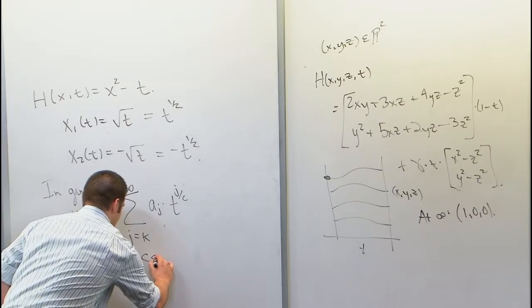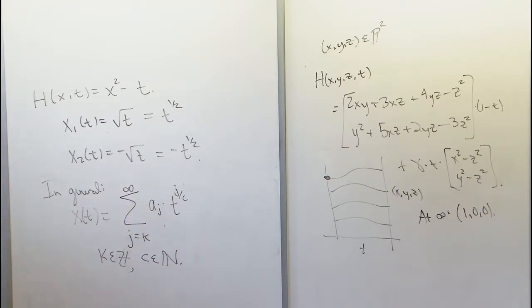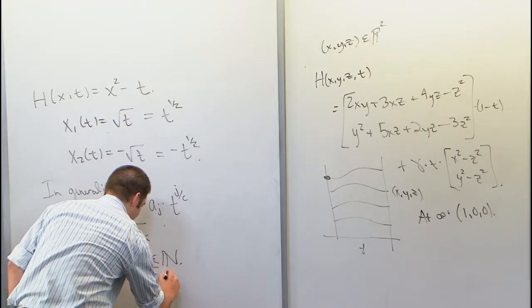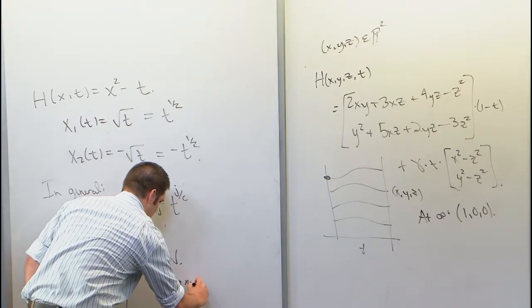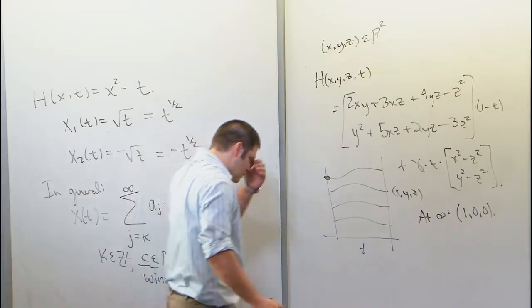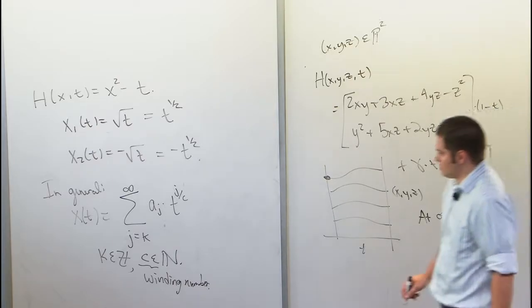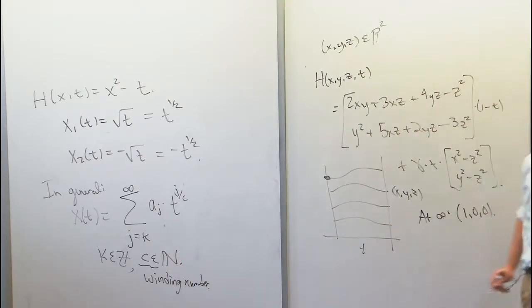And c is a positive integer. C has a name, and this is what's called the winding number. So the winding number is a complex analytic number, which says that if I do loops around this, this is the number of times I have to wind around before I come back to where I started. So this should suggest something about Cauchy's integral formula.